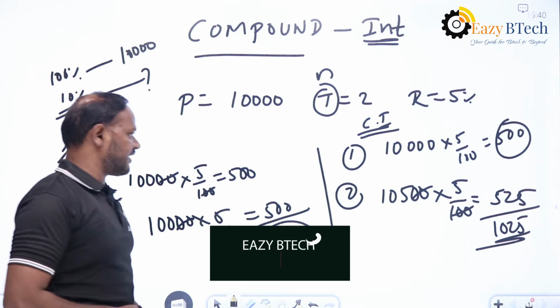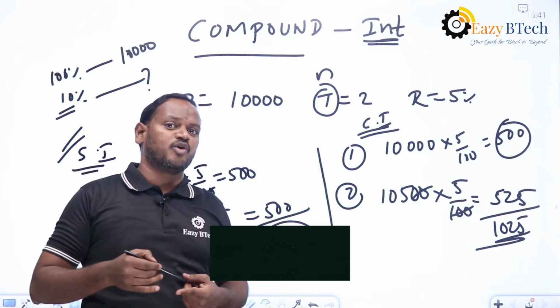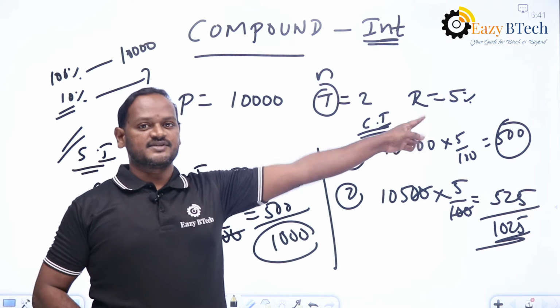Okay, if you observe clearly, every year the principal amount will be changed. That is called compound interest. Compound means what? Every year the principal will be changed. But there is no change in rate of interest, right?